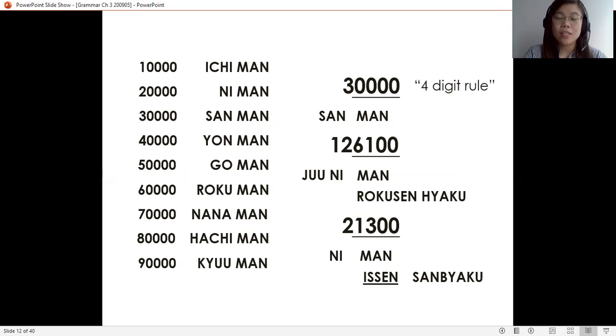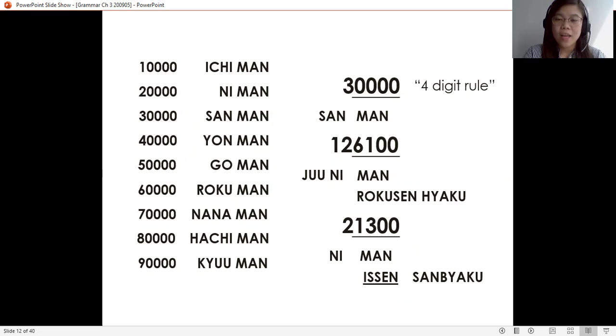So we're left with 6,100, right? So 6,100 is basically 6 thousands and 100. So that will become roksen hyaku. So 126,100 becomes juniman roksen hyaku.